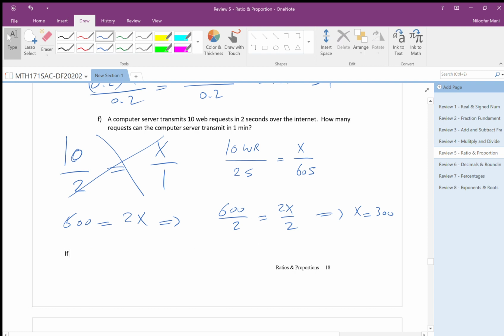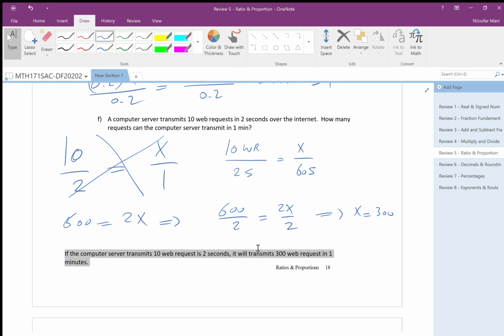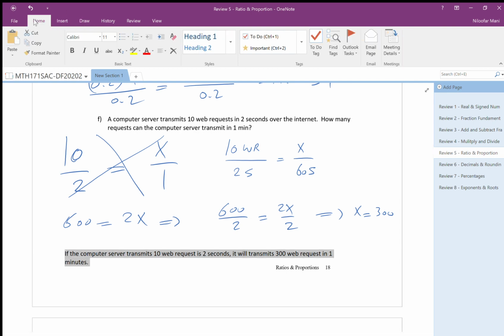If the computer server transmits 10 web requests in 2 seconds, it will transmit 300 web requests in 1 minute. And all the conditions must be the same, because we know in a real situation something can go wrong and we don't get what we think. Okay, but it's almost. So we believe and we expect that.